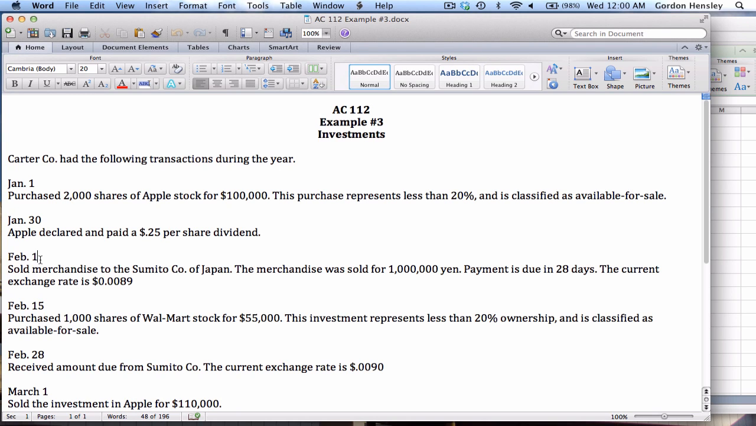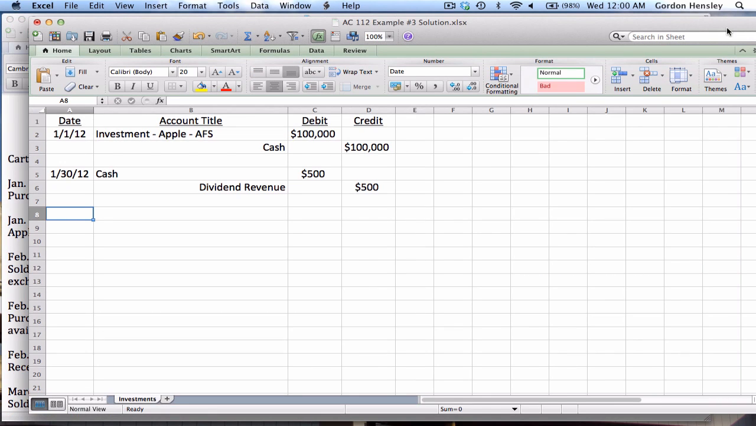The next transaction is on February the 1st. This is an international transaction. Sold merchandise to the Sumitomo Company of Japan. The merchandise was sold for 1 million yen. Payment is due in 28 days. The current exchange rate is 0.0089. Well, this is a sale, and it says payment is due within 28 days. So that tells me that this is a credit sale.